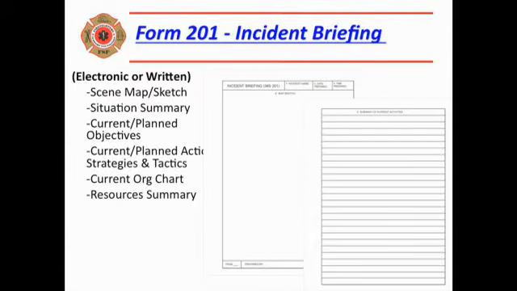There's a few key answers that you have to answer on the 201 form. This form, you can hand write it. It's available in electronic format. I'd even be glad to send it to you if you want it. The few key things that go on the 201 form is a scene map and sketch that you can quickly draw.